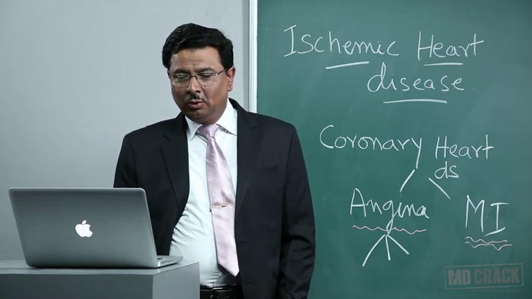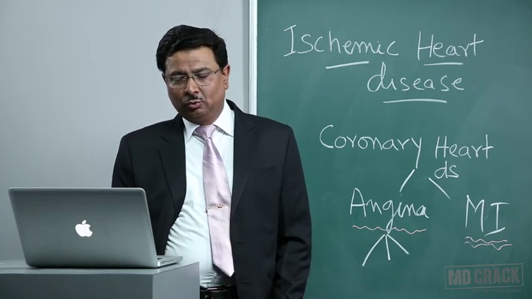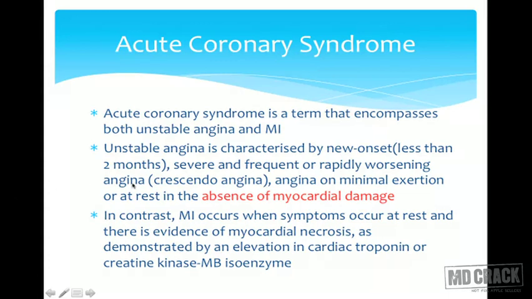Now we shall be talking about acute coronary syndrome. Acute coronary syndrome is a term that encompasses both unstable angina and myocardial infarction. Unstable angina is characterized by new onset, meaning less than 2 months, severe and frequent or rapidly worsening angina, which is also known as crescendo angina, angina on minimal exertion or at rest in the absence of myocardial damage.